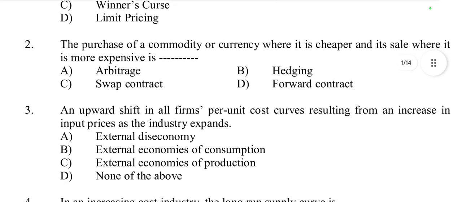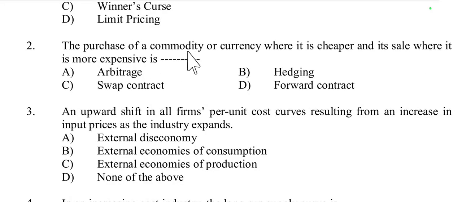The next question, question number 2. The purchase of a commodity or currency where it is cheaper and its sale where it is more expensive is: arbitrage, hedging, swap contract or forward contract. It is called arbitrage.